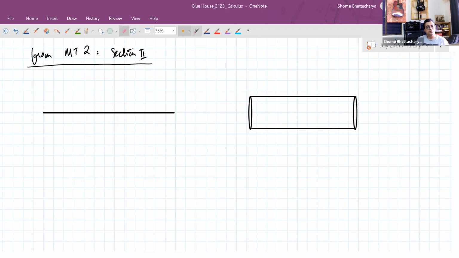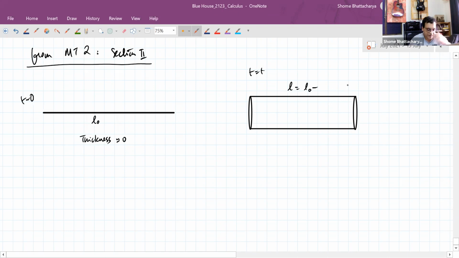So this was the situation of the rod at time t equal to 0. Its length was L0 and its thickness was negligible, so we'll say it's tending to 0. Now at some time t, the length L had become L0 minus some factor. All these values were given to us, but let me refer to the question. So this was L0 minus alpha t, whereas the radius had expanded to some factor beta into t.